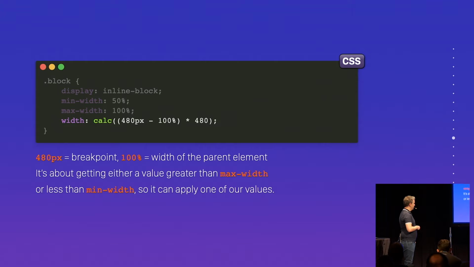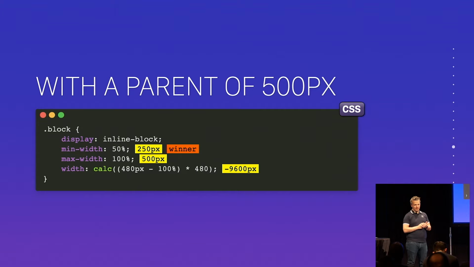480 pixel is the breakpoint. 100% is the parent element. And this is used as a kind of switch. If it's greater than max width or less than min width, it can apply one of these values. So let's make an example. If we have a parent of 500 pixel and we calculate that, we get minus something, so 250 pixel is the winner. And with a parent of 400 pixel, it gets almost 40,000 pixel. So max width is the winner. We get 400 pixel. That's the whole magic.